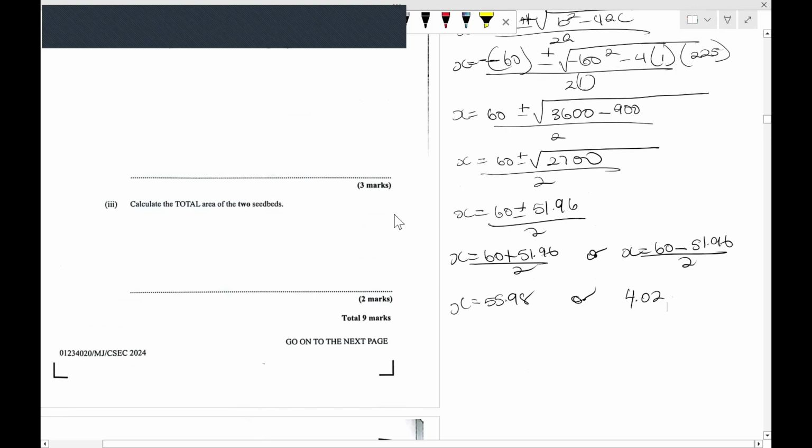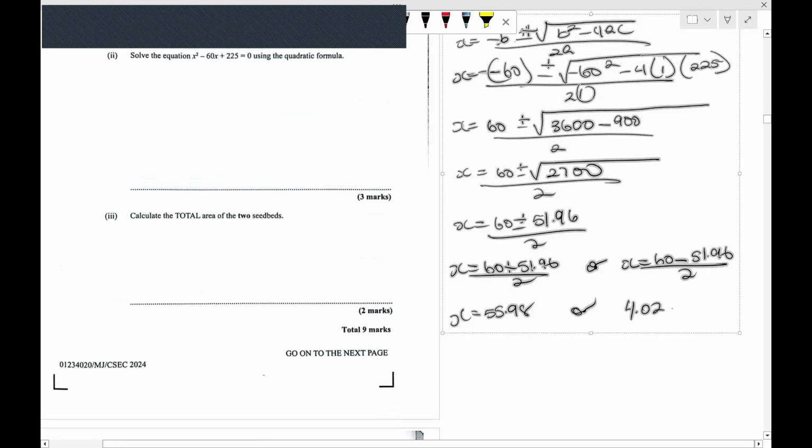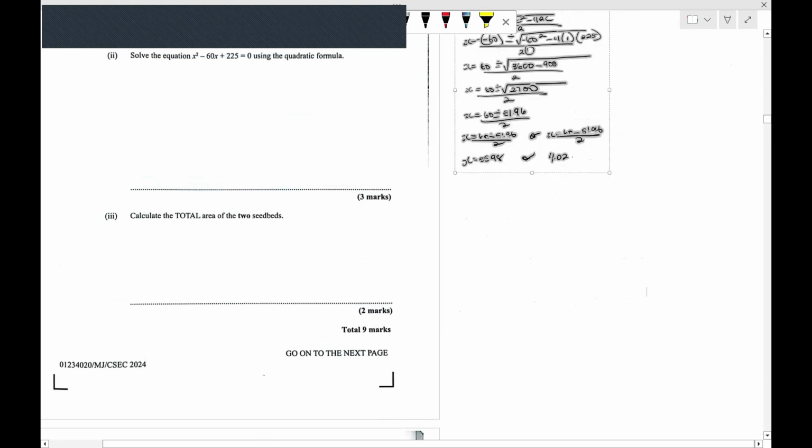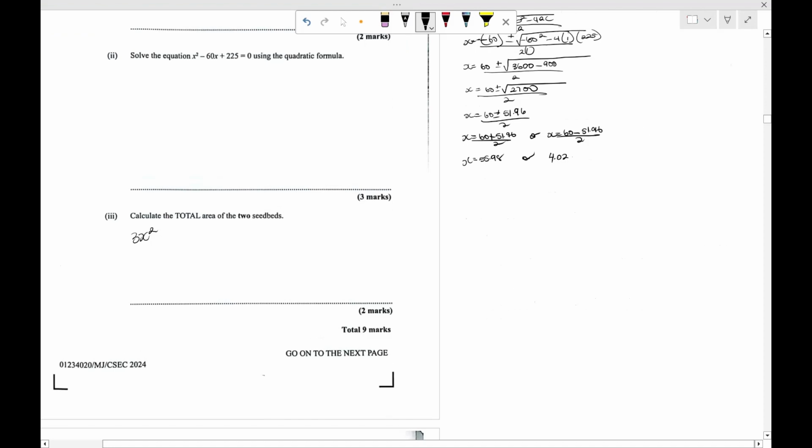Calculate the total area of the 2 seat beds, right? So let me just make this smaller out of the way. So I want the total area of the 2 seat beds. The total area, we know the formula for the area for the first one, which was 3x squared, right? So line by breadth, 3x by x, so 3x squared. And the area for the square would be y squared. So that's y by y, right?